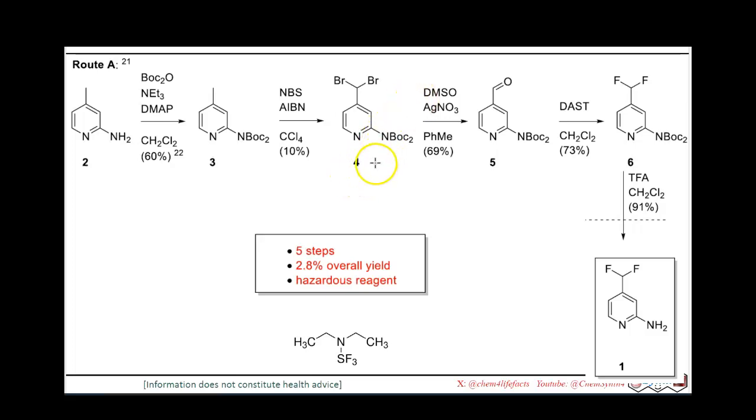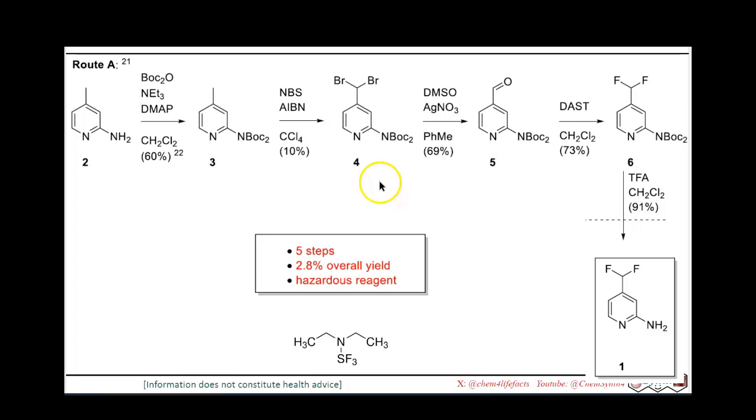and exposure of this intermediate 4 to silver nitrate and DMSO led to the formation of the aldehyde intermediate 5, which was converted into this difluoromethyl group by using the fluorinating reagent, DAST reagent. So here is the chemical structure for the DAST reagent, and in the final step Boc deprotection was performed using trifluoroacetic acid to get this final molecule. So overall 5 steps and the overall yield is 2.8%.